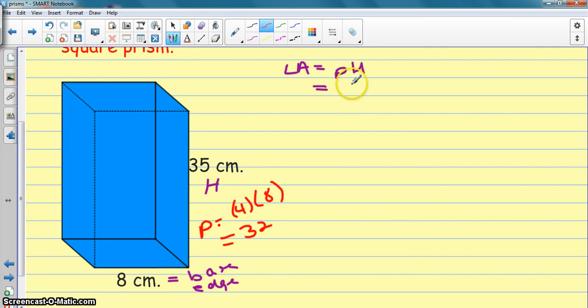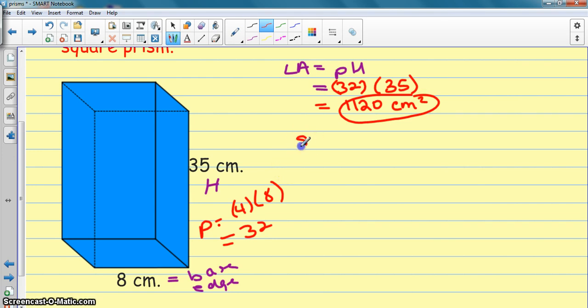So I'm going to take this back up and put it into the formula. So I have 32 times my height, which is 35. 32 times 35, and I'm going to bust out the calculator to do this one. 32 times 35 is 1,120. Since this is area, it's in centimeters squared. That's the lateral area. That is the sum of all the faces.